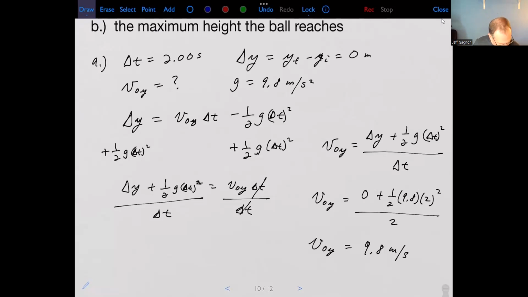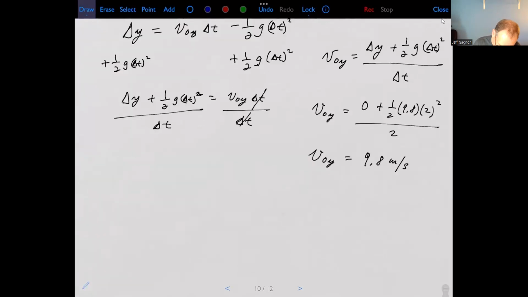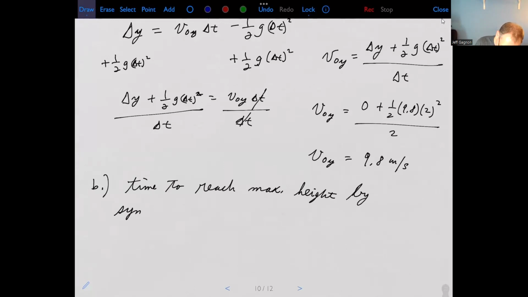Now, how do we find the maximum height that the ball reaches? Well, one way of doing this is we could just use symmetry, right? If we know that the total time that the ball was in the air, from when it leaves the person's hand to when it hits the person's hand again, is 2 seconds, that must mean that the time to reach the max height, just by using symmetry, we're assuming there's no air resistance or anything, must be 1 second. It must be half of the total time. So it must be 1 second.